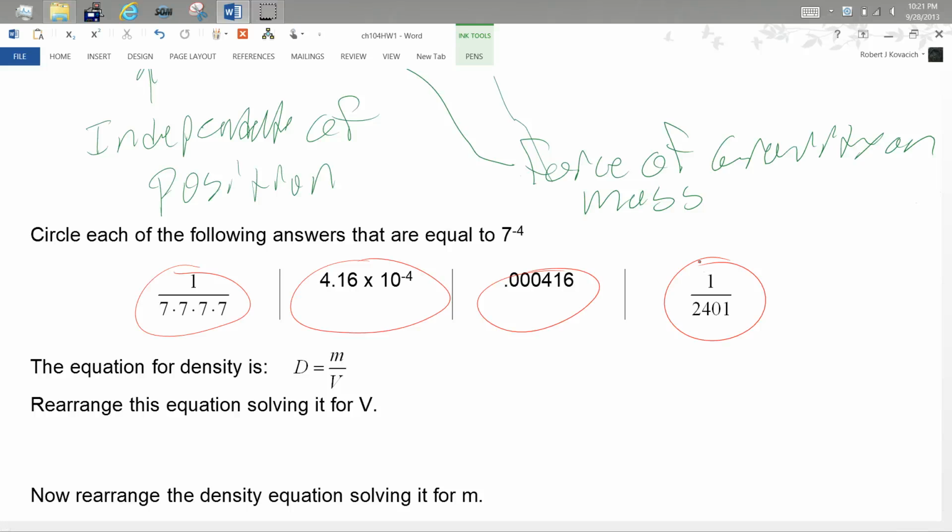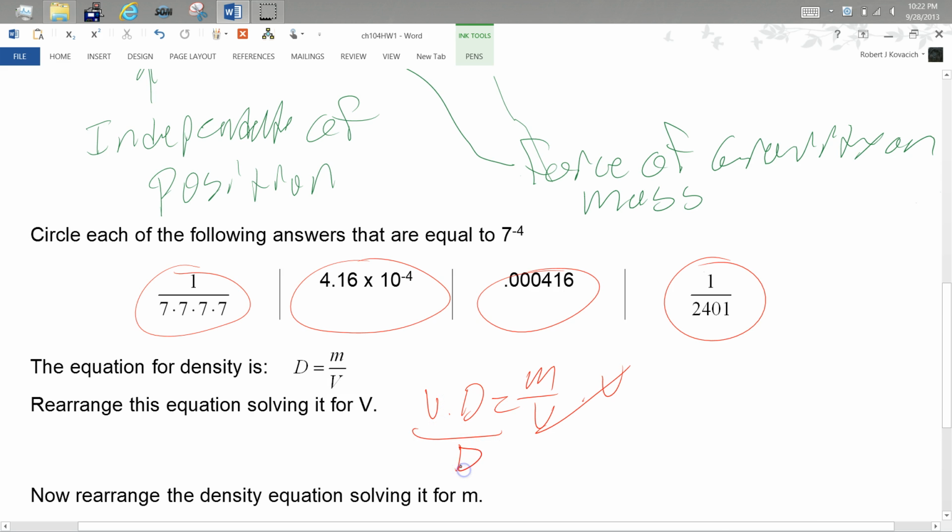All right, so for the next one, we're going to rearrange the density equation for volume. And so then density is equal to mass divided by volume. So I multiply this side by volume, it cancels out. I multiply this side by volume. And then I divide this side by density, and I divide this side by density. So I end up with volume is equal to mass divided by density.